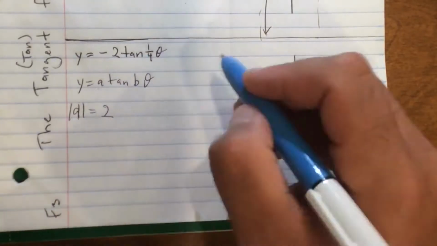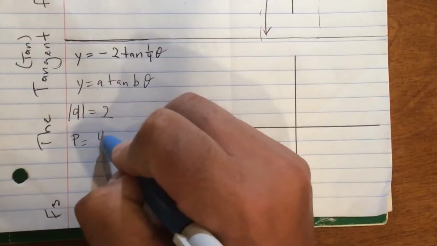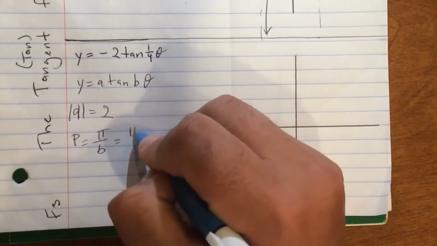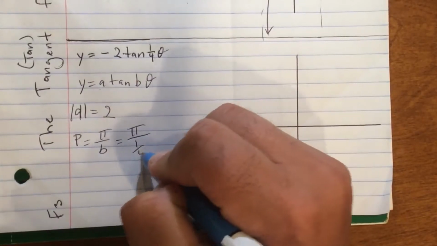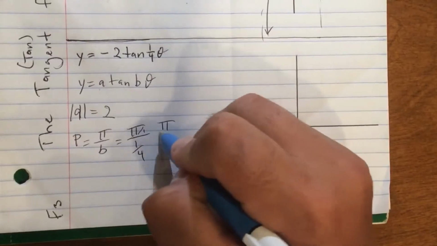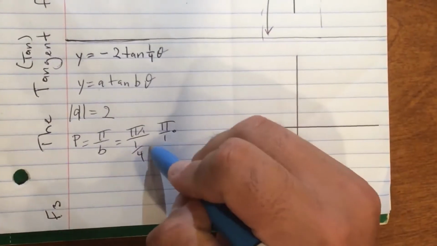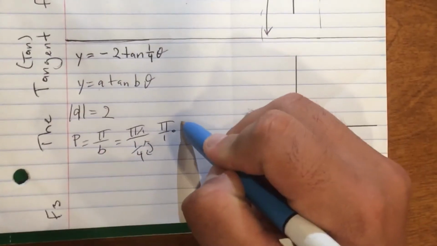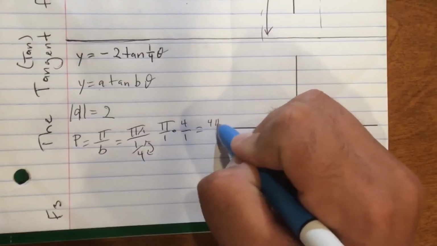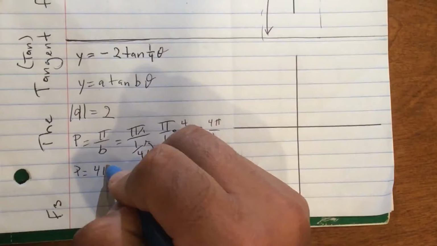Then we have our period again, which is going to be pi over b. But in this one, our b is 1/4. So we're going to have pi over 1/4. We can put pi over 1, and we're going to multiply by the reciprocal. So it's going to switch around like this, 4 over 1. So this is going to give us 4 pi over 1, or just period is equal to 4 pi.